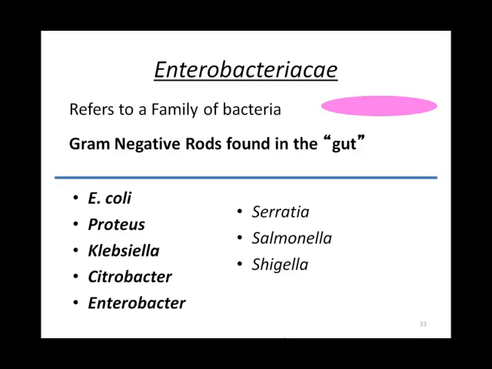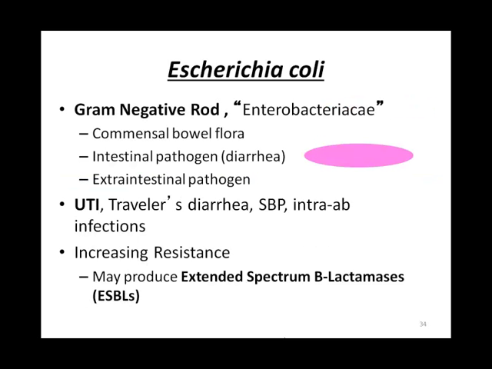It's important, though, to remember which ones are all encompassed within this family, of course, as well. So E. coli is our main Enterobacteriaceae. This one's a commensal bowel flora. That means that it's usually doing its thing in our gut and not really harming us. However, it can become an intestinal pathogen, such as the O157 E. coli hemorrhagic strain.